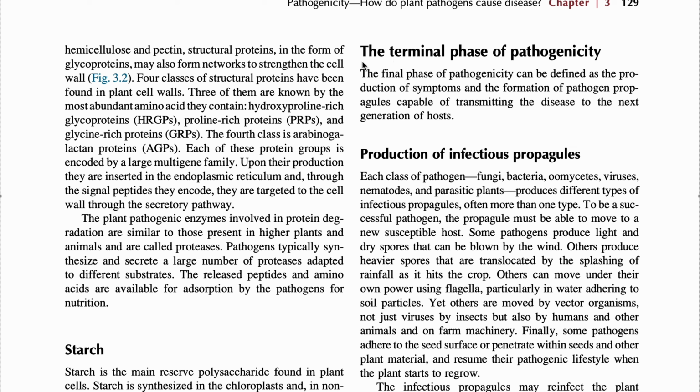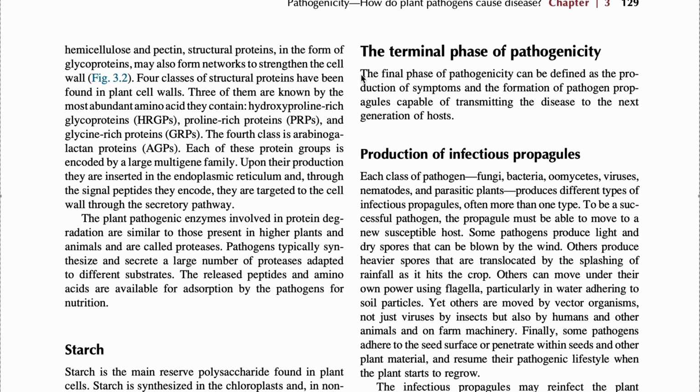While doing these steps, if we follow it precisely, we will see so many factors are responsible for a pathogen to cause disease and for a plant to defend them. Okay. Now we will see the terminal phase.